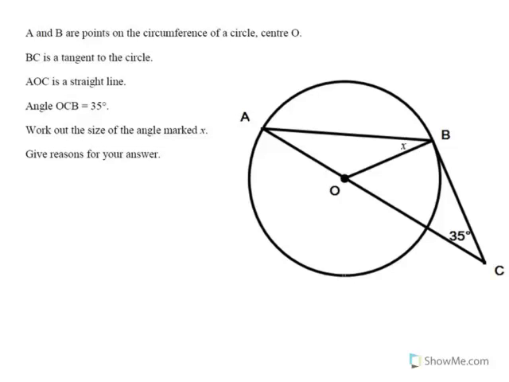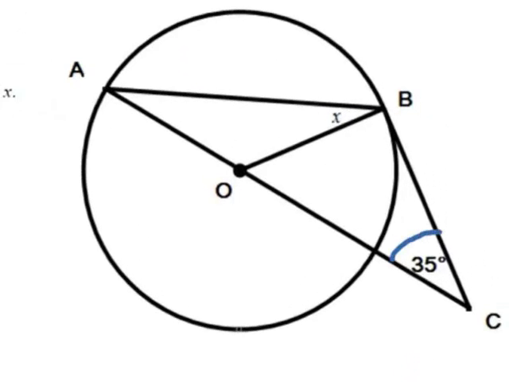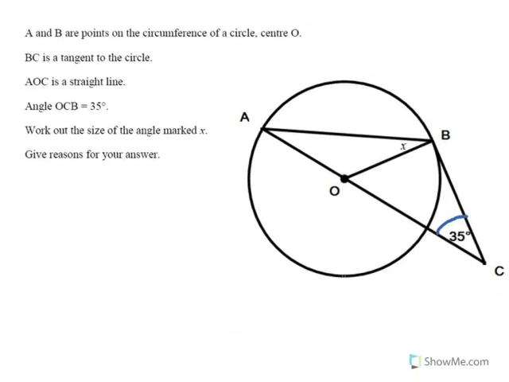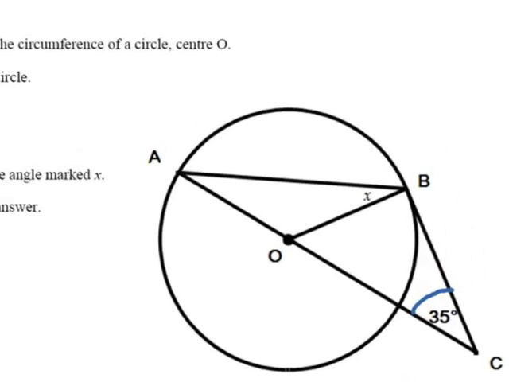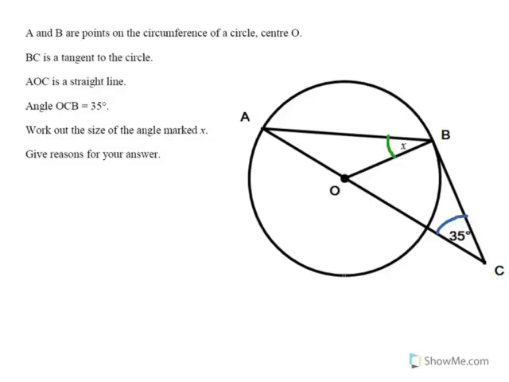Hello, welcome to this tutorial in which I'm going to have a look at another examination style question on circle theorems. In this particular one, A and B are points on the circumference of a circle, center O. BC is a tangent to the circle, AOC is a straight line, and the angle OCB, this one here, is given as 35 degrees. And we're asked to work out the size of the marked angle X, which is this one here, and to give reasons for our answer.